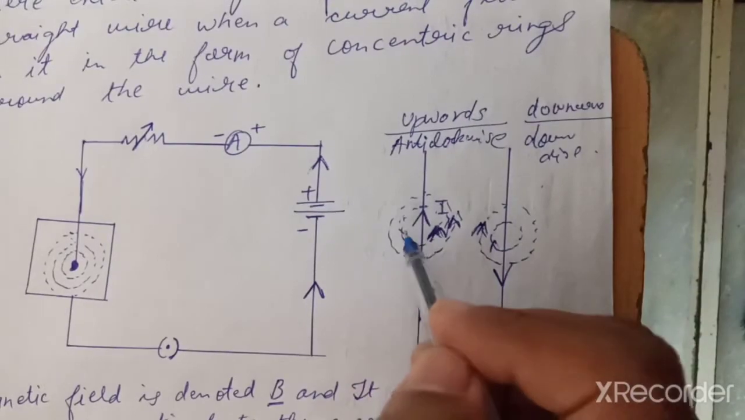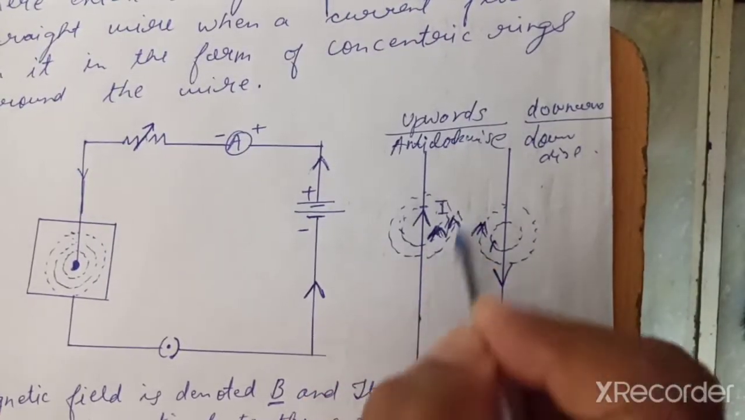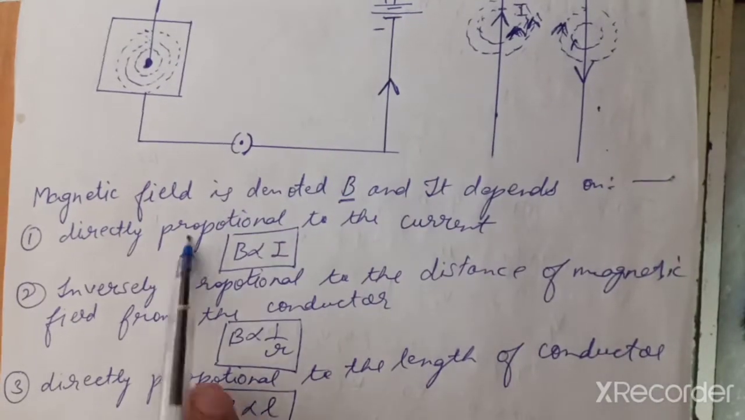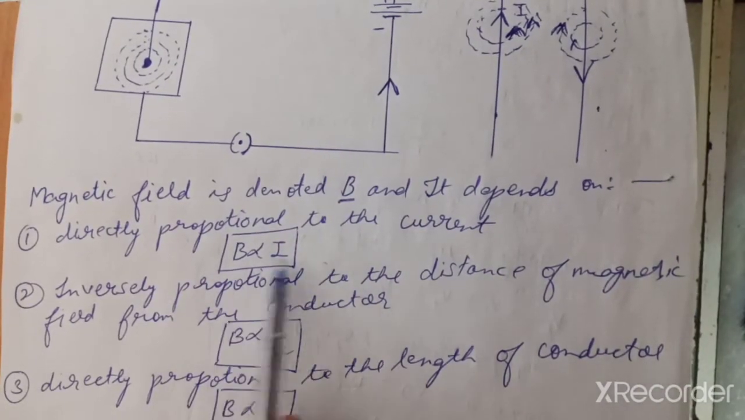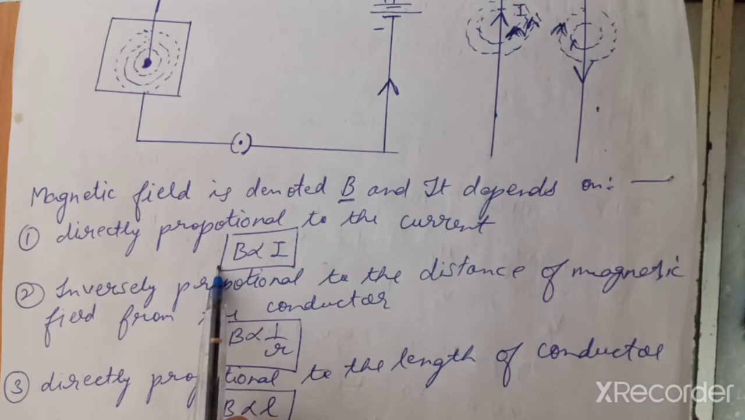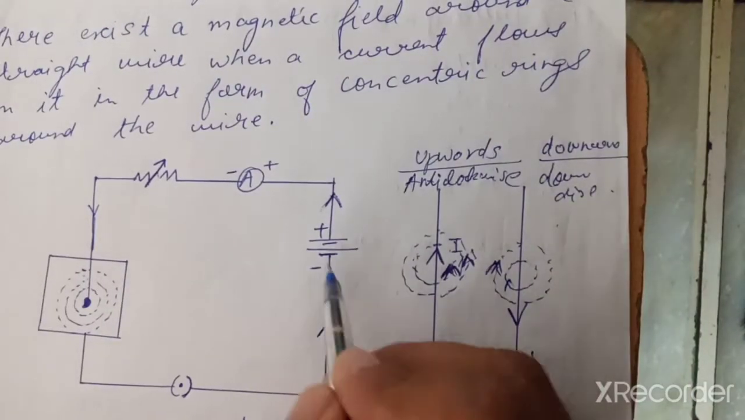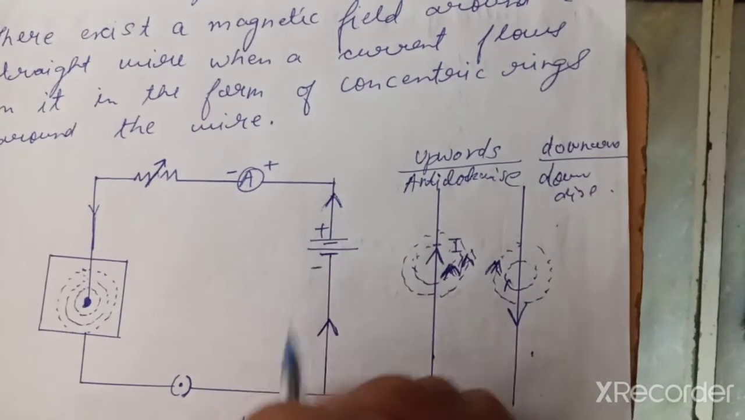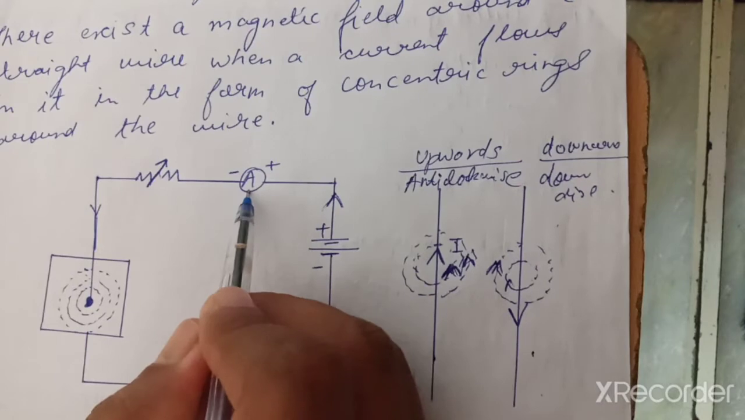This is the magnetic field. It depends upon certain factors that we can study. The magnetic field is directly proportional to the current. B is directly proportional to I: the more the current, the more the magnetic field. It means, suppose this is the cell or battery when it is connected, if we add a number of cells, then the ammeter will show a higher reading.